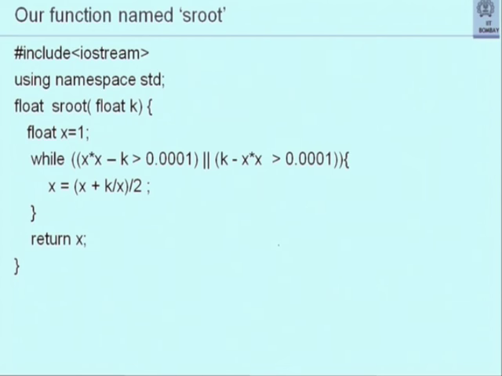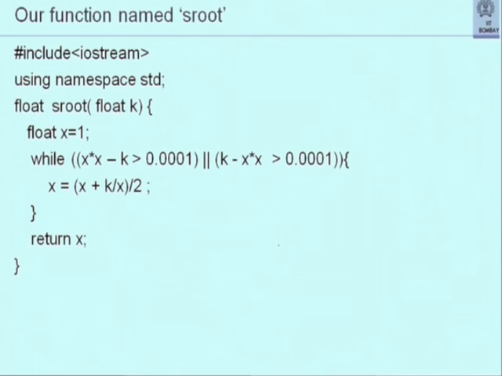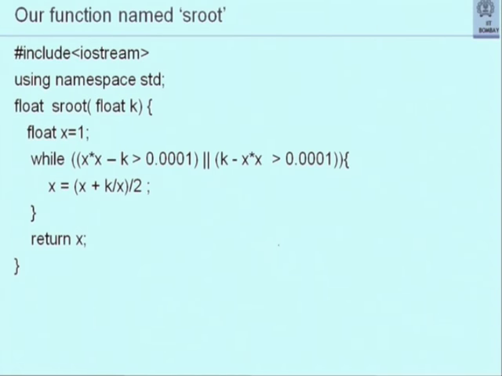Please note that all functions are ordinarily required to be written before you write your main program. So after writing include iostream and using namespace std, I should not write int main something. I should first write any number of functions that I want to write. We shall see how exactly this can be avoided, and you can actually write the functions at the end as well. But this is the standard way. So in the standard way, I write float s root in bracket float k. What will this do now?